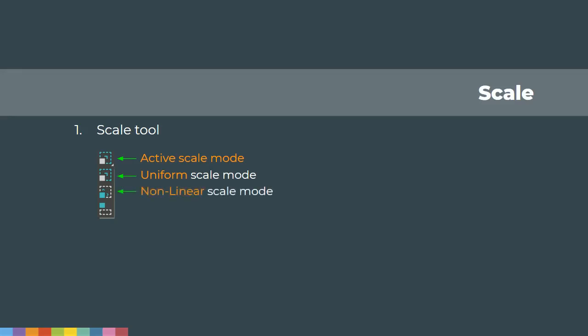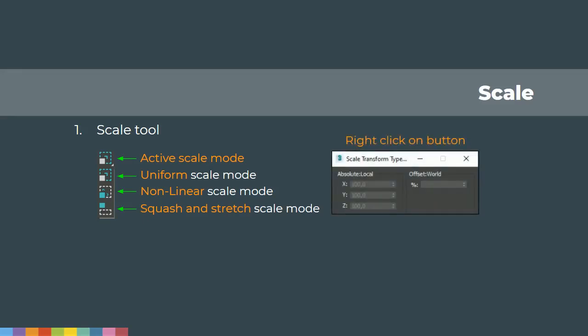So dealing with scale directly, this forms part of video 1.1. The scale tool, the object button is indicated on screen there. The top one is the one you will most likely see, and that is currently set to uniform scale. However, this is the active scale mode, whichever one of the three is active. Underneath that button, if you hold the left mouse button in on that button, you will find uniform scale mode. You will also find the non-linear scale mode, and finally you will also have the squash and stretch scale mode. Furthermore, if you right-click on that button, you will also have access to the scale transform typing.